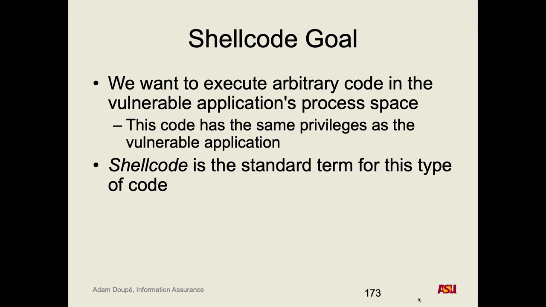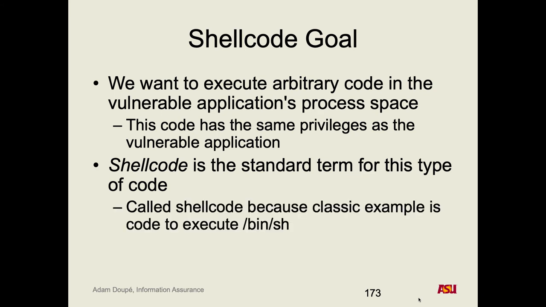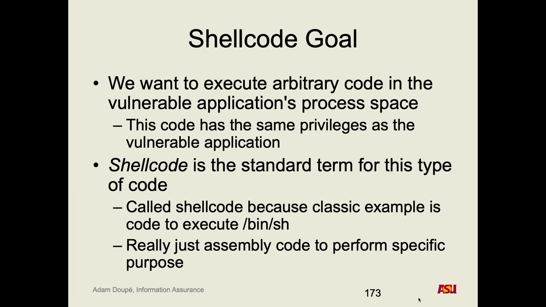So one type of thing we really want to do is just call /bin/sh. This is where the term shellcode comes in. We want some code to execute a shell, /bin/sh, so that we can run whatever commands we want with the permissions of that user. Really, it's just assembly code to perform a specific purpose. So we can write some assembly code, very carefully so that it has no nulls, no newlines. There's plenty of resources for that if you want to get into it.